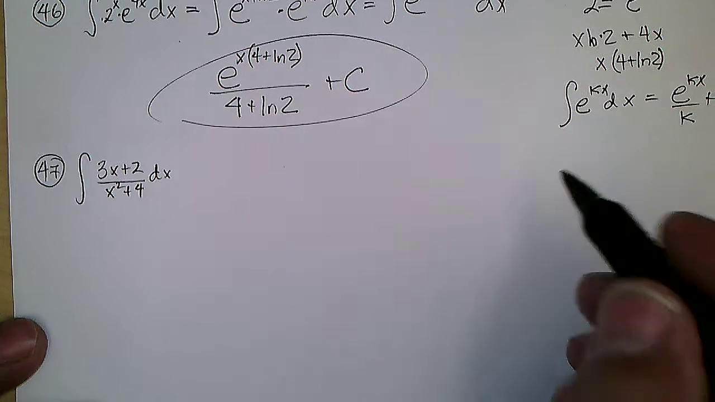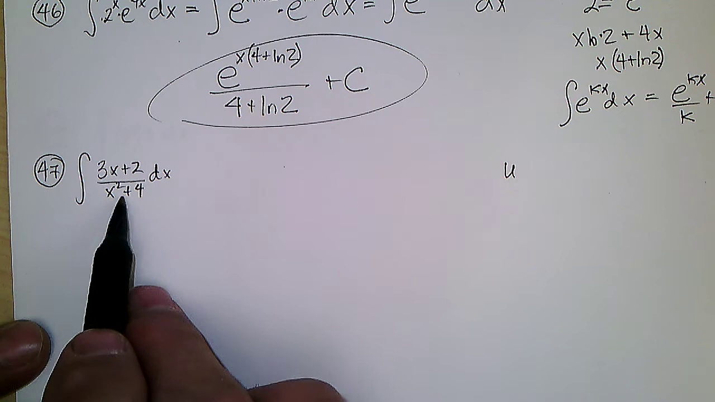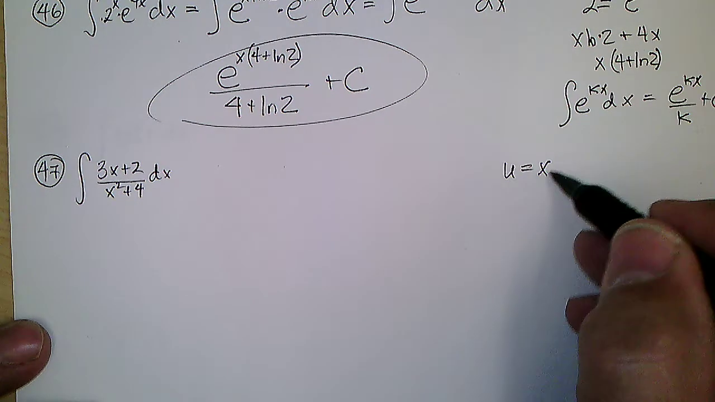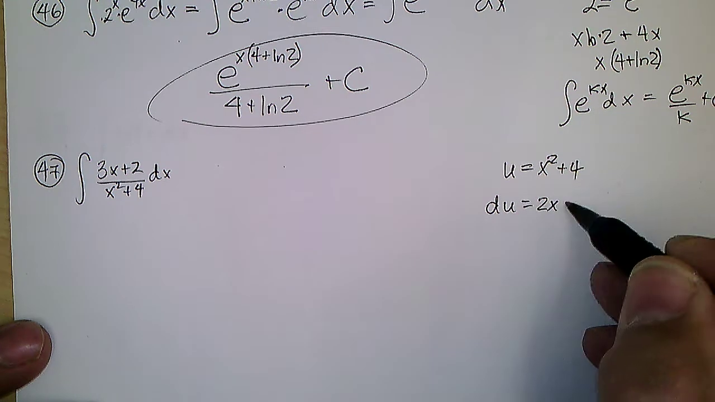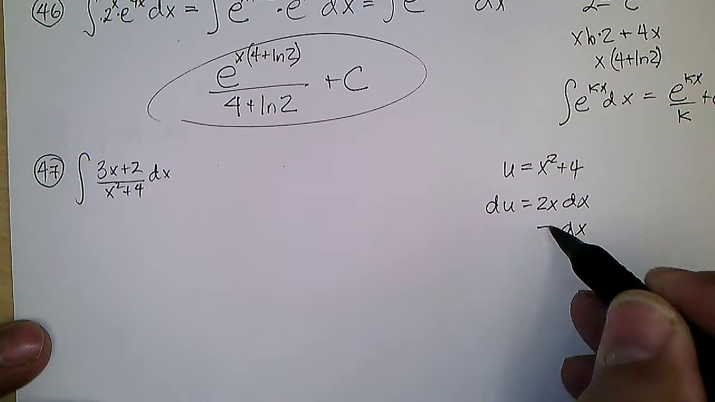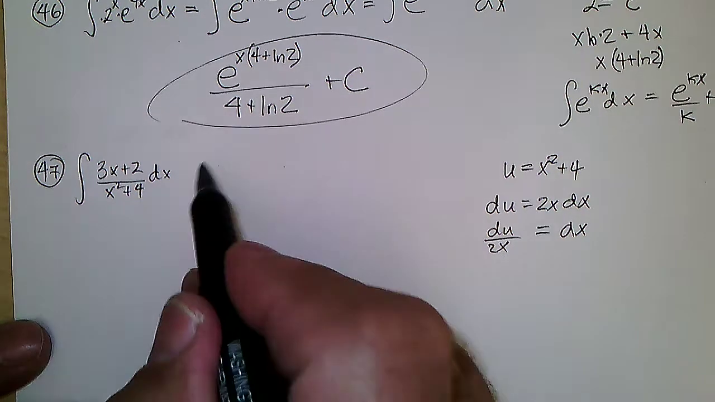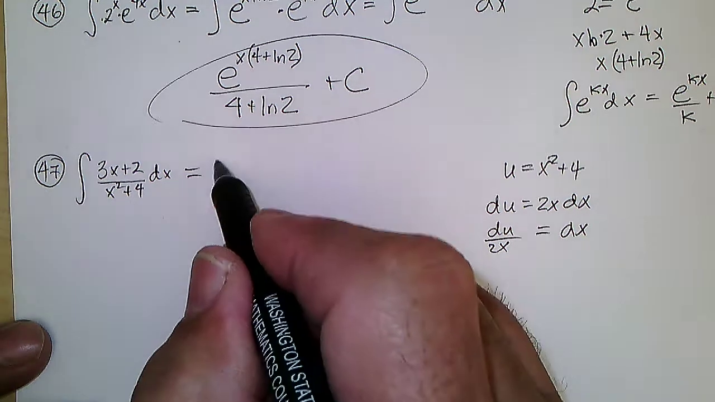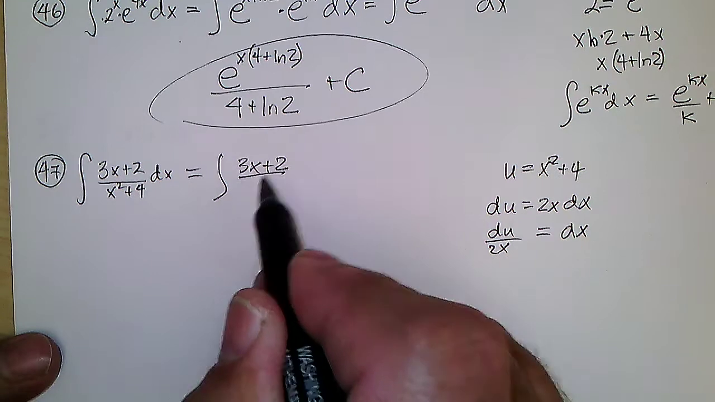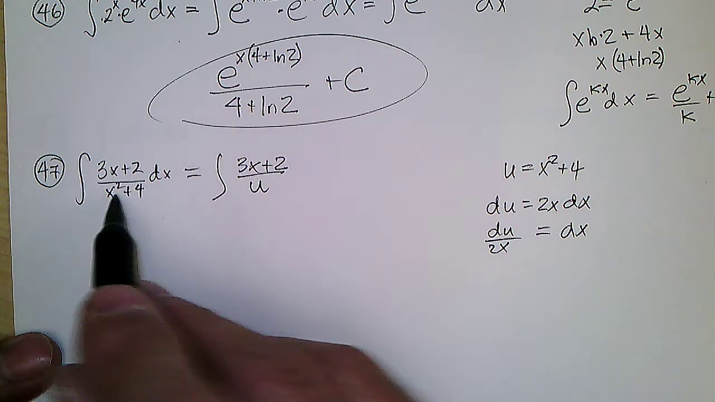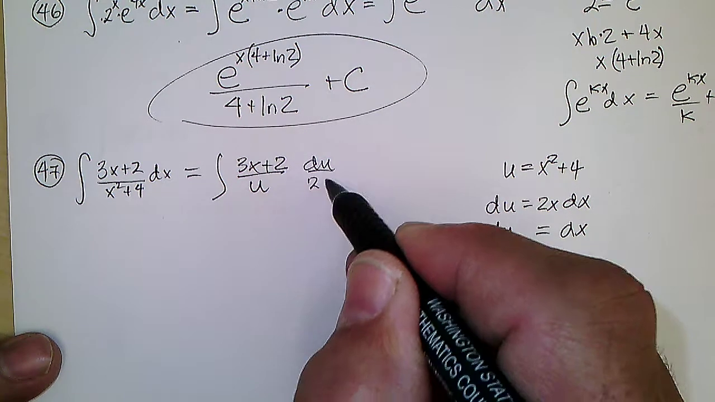This one, we're going to let u, since we got adding and subtracting in the denominator, and it's the more messy, so I'm going to let u be the x squared plus 4. So du equals 2x dx, so dx is du divided by the 2x. So this becomes 3x plus 2 over u, and the dx becomes du over 2x.